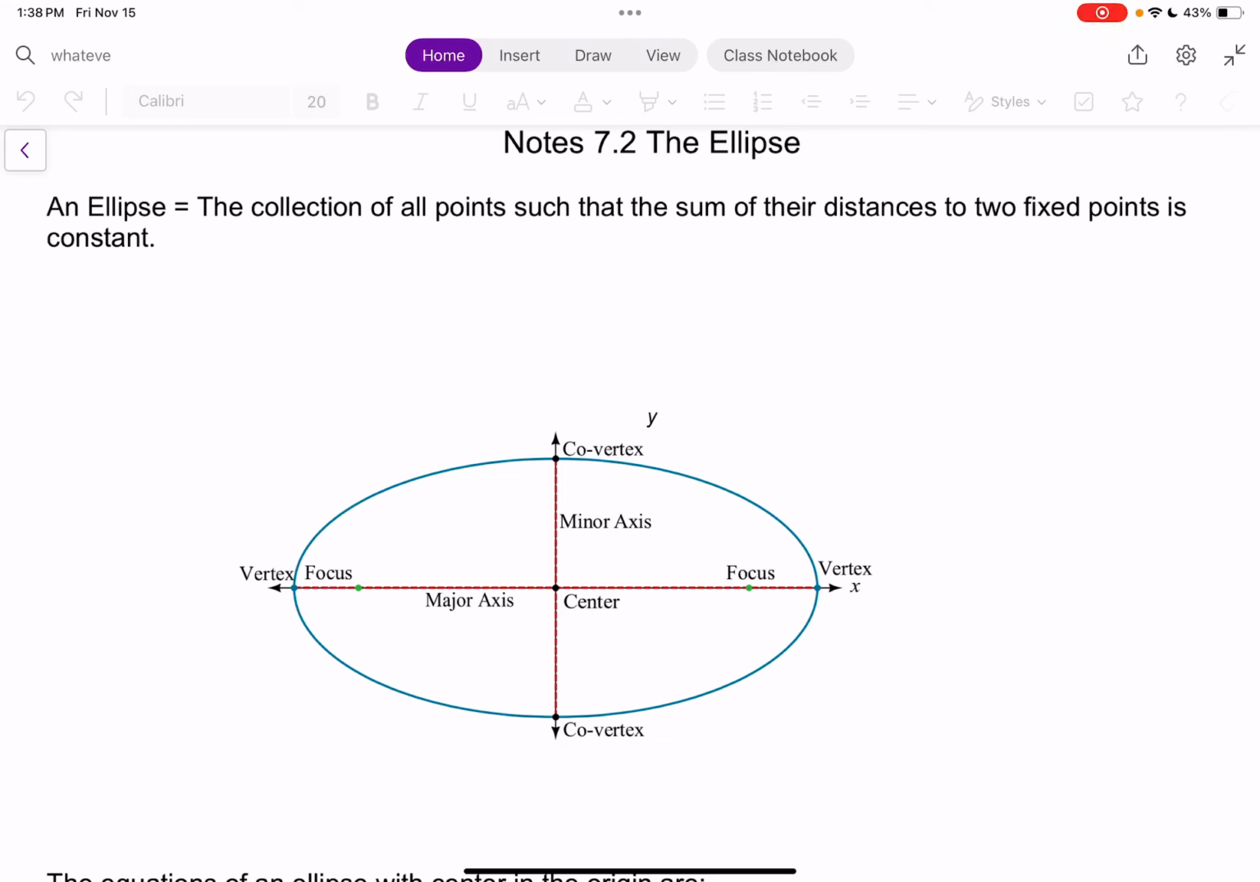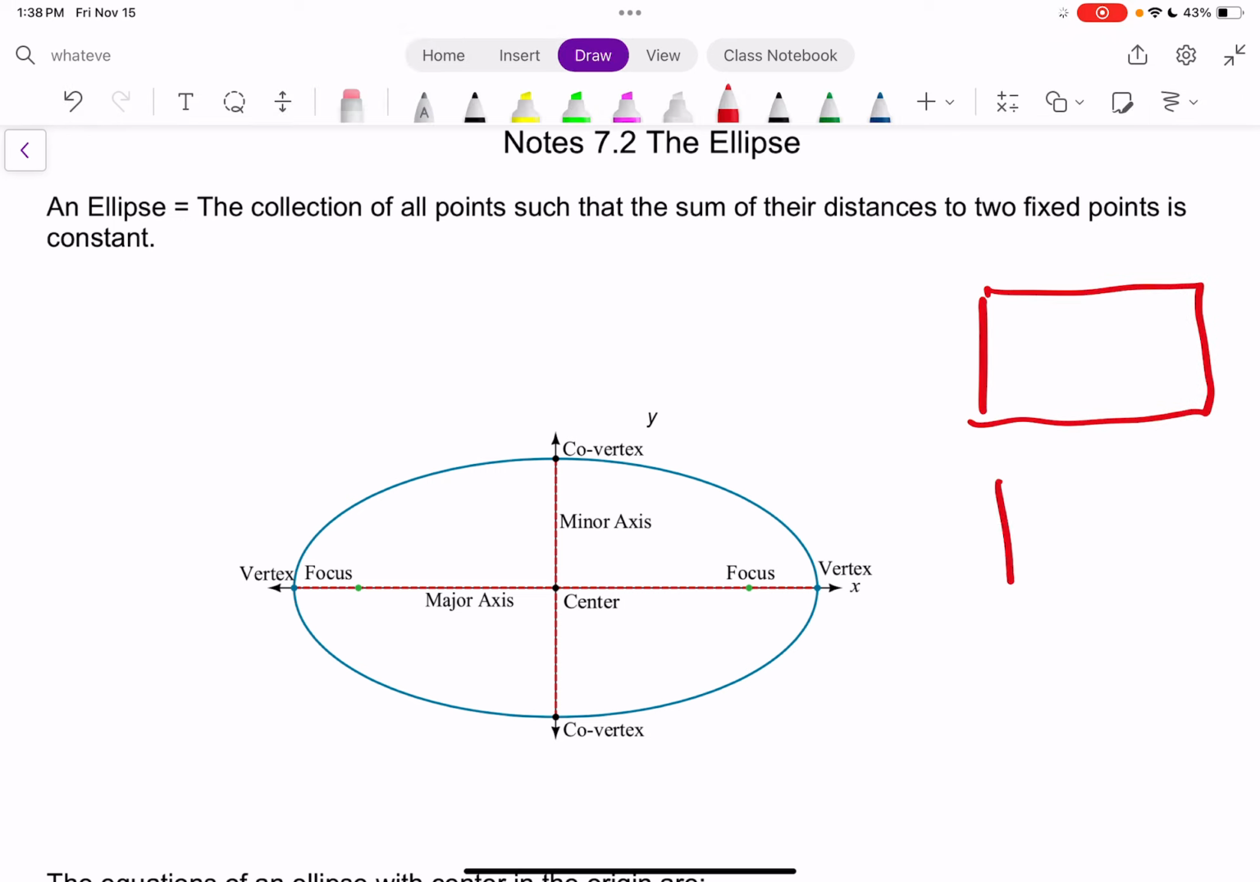All right, class, welcome to section 7.2, where we'll continue our discussion on conic sections. Ellipses are next. An ellipse is really just an elongated circle, kind of like a rectangle is an elongated square, right?